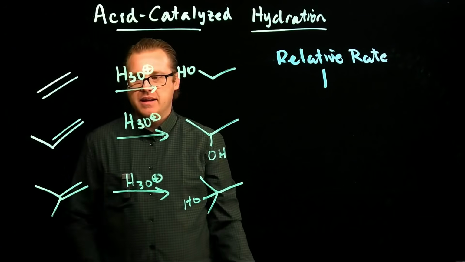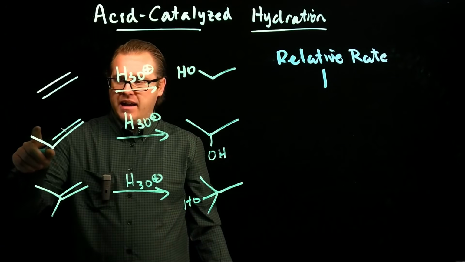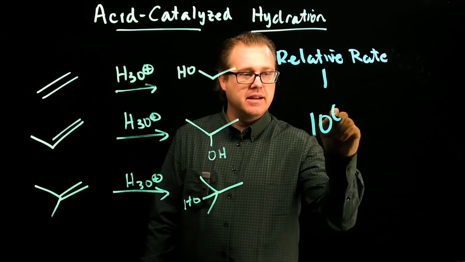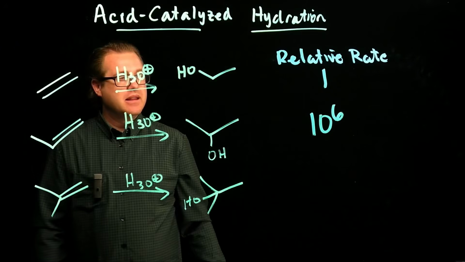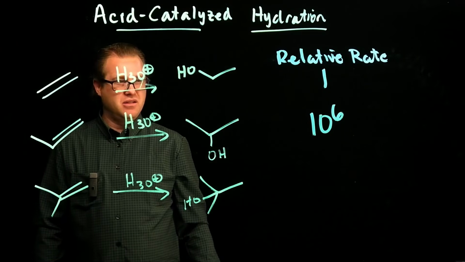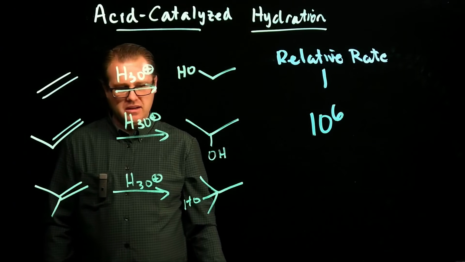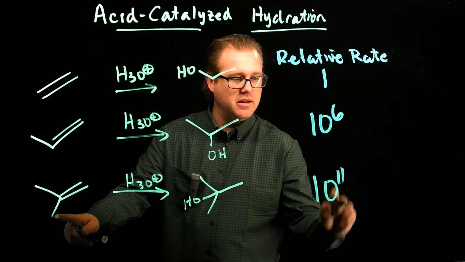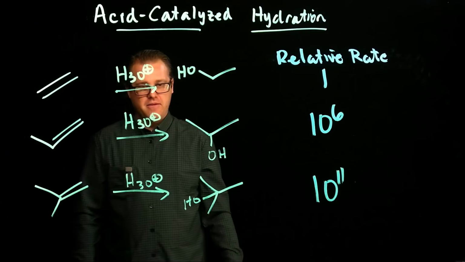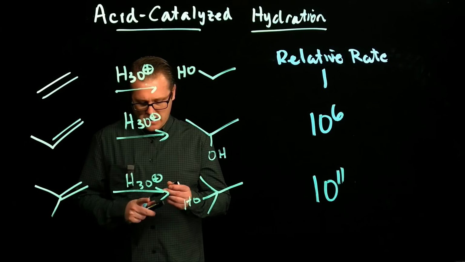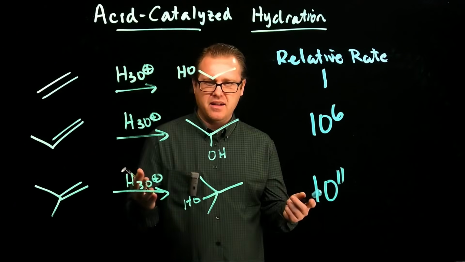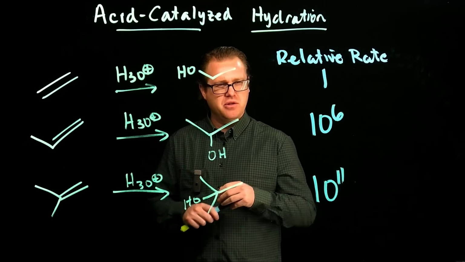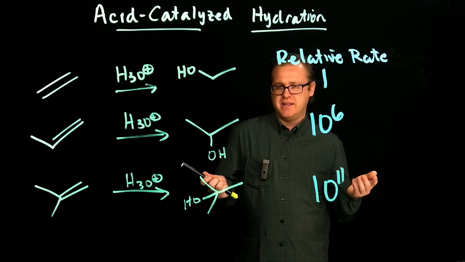What we're going to find is that just by adding 1 alkyl group to this alkene increases the rate 10 to the 6 times. That's 1,000,000 times faster. It's crazy. And if we add a second one, it goes 10 to the 11 times faster. So there's the data. Can you use the chemical principles that I've taught you up to this point to rationalize why this is a thing?